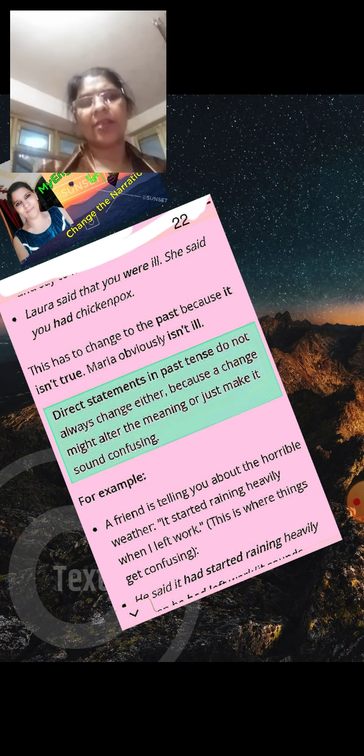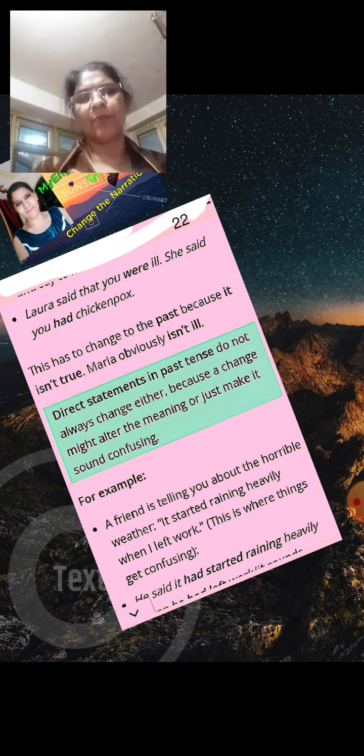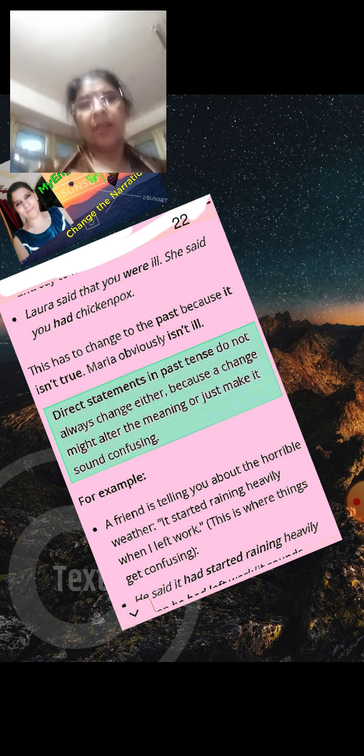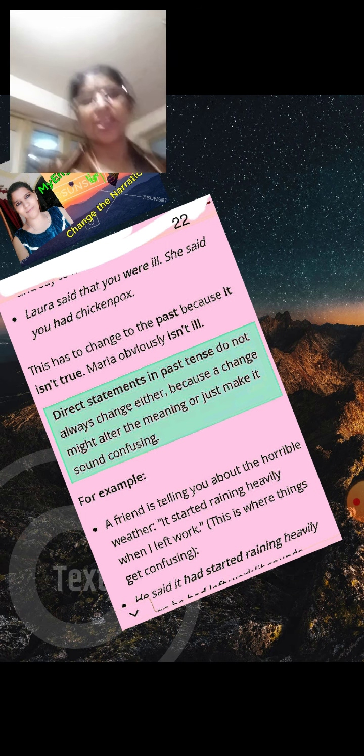This has to change to the past because it isn't true. Maria isn't ill. Direct sentences in the past tense do not always change either, because the change might alter the meaning or just make it sound confusing.